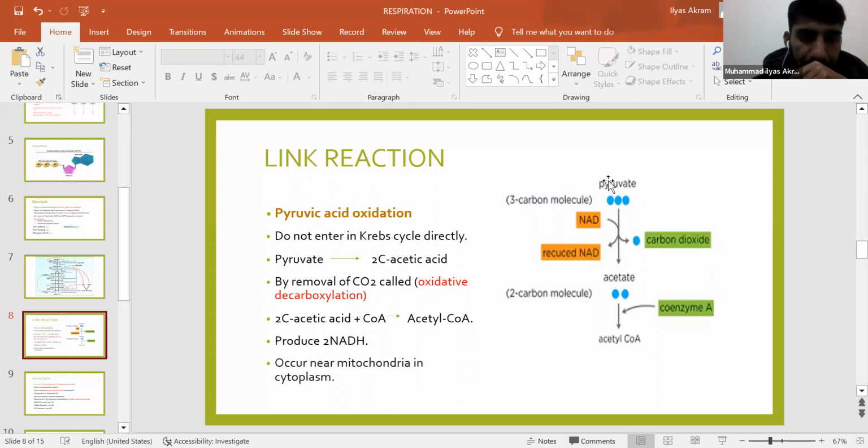Pyruvate, in the previous slide, we said that ATP is used in the exocytosis process or endocytosis process. So when the pyruvate enters the mitochondrial membrane, there will be the use of energy, and that energy will come from ATP molecules. So for the entrance of pyruvate into the mitochondrial membrane, we have to utilize ATP molecules. So there are 2 pyruvate, and there will be 2 ATP molecules utilized here.